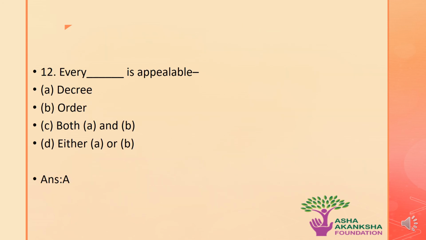So now let's move on to the next question, which states: every dash is appealable. Fill in the blanks. The options are A, decree; B, order; C, both A and B; or D, either A or B. The correct answer to this question is option E, that is, every decree is appealable in the higher court.